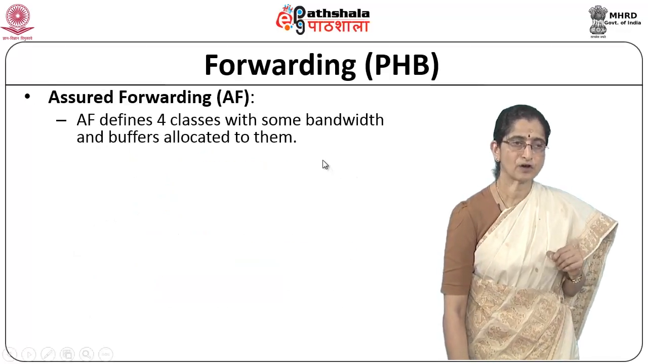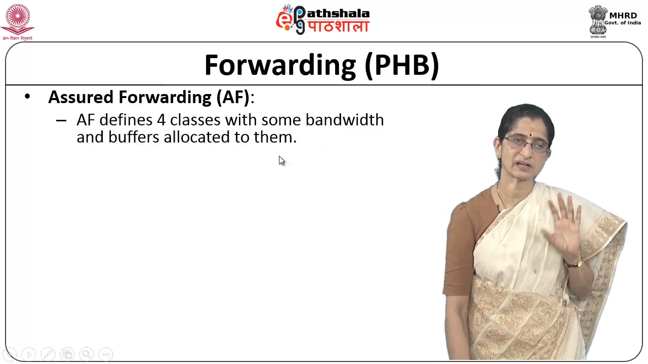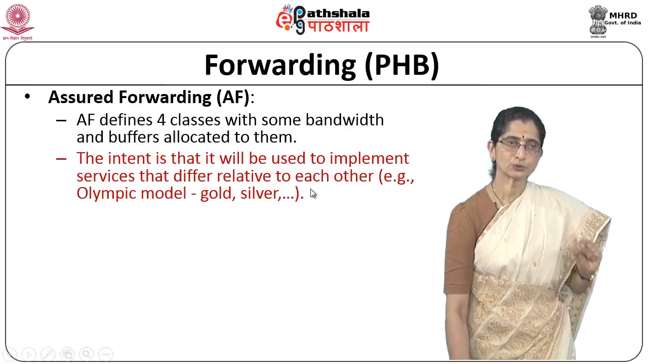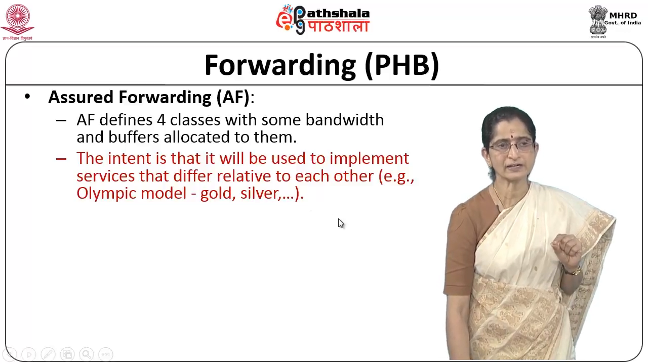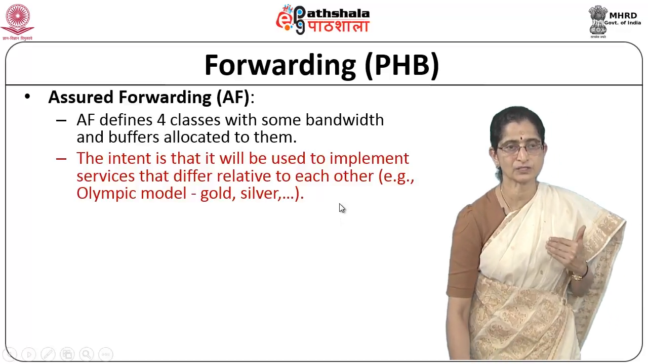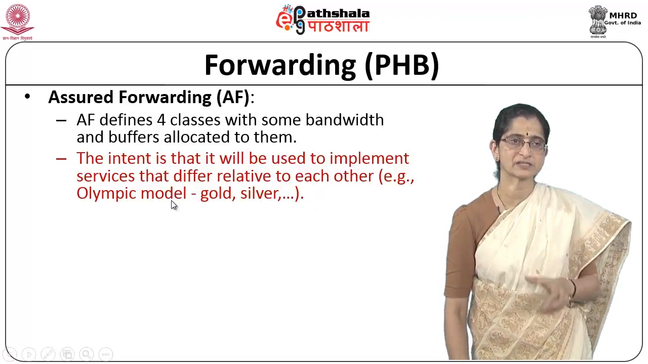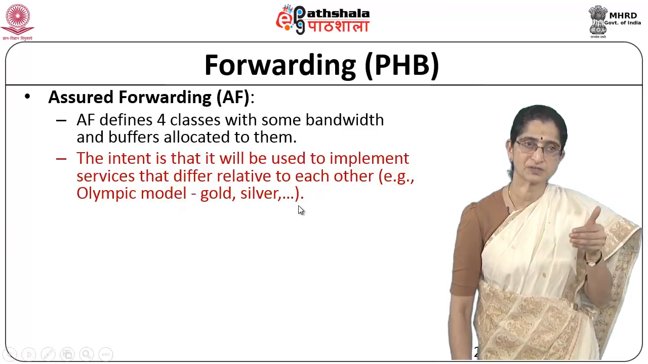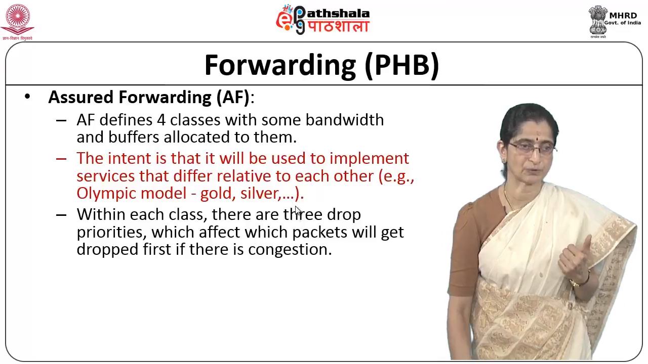Now, if you look at assured forwarding, we said assured forwarding defines 4 classes with some bandwidth and buffers allocated to them. Each class has a certain amount of bandwidth and a certain amount of buffers allocated. So, what is the idea of this? The basic intention here is that you want to provide different services which are relative to one another. For instance, you want to have something like an Olympic model. So, what is an Olympic model? You have these different medals, right. You talk about a gold medal, silver medal, bronze medal and so on. Similarly, we would like to give a gold service, a silver service, a bronze service and so on. That is the kind of model that we would like to support.